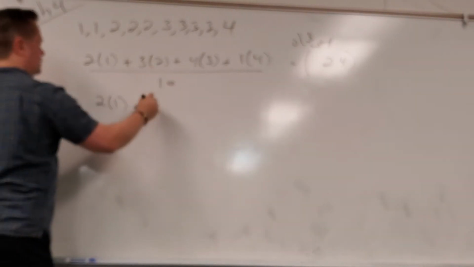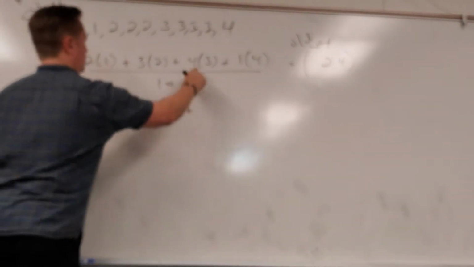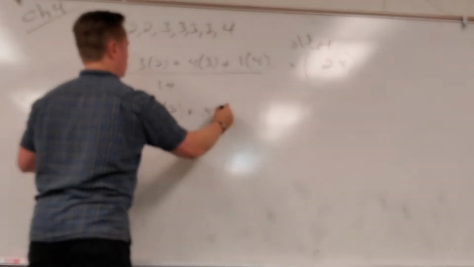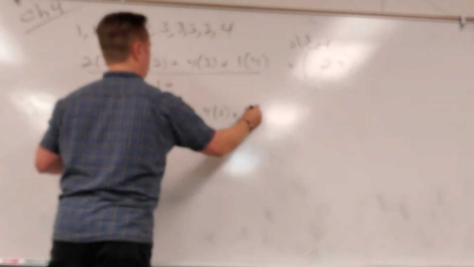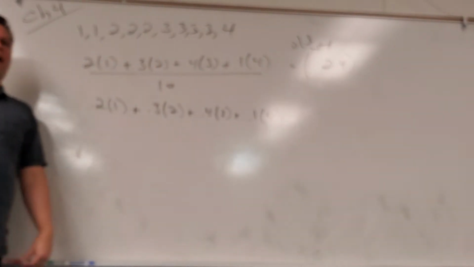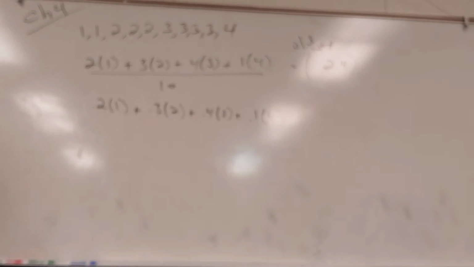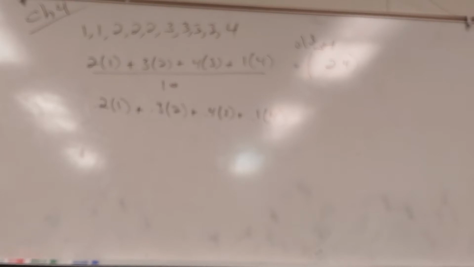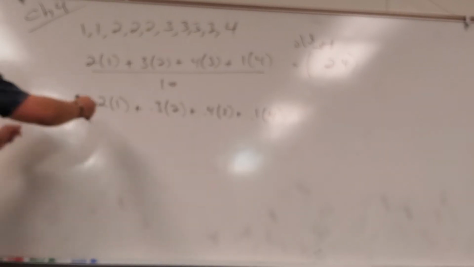Plus 3/10 times 2. Plus 4/10 times 3. Plus 1/10 times 4. Mathematically, have I done anything amazing? No, right? So the math is the same, it's just rearranged. Instead of dividing by 10 last, I'm dividing by 10 first. Okay, I like it. It's gotta come out the same. Right, what do I get?